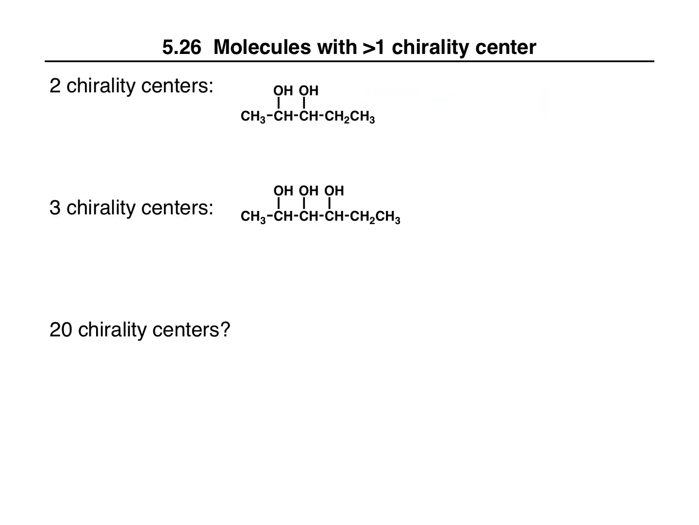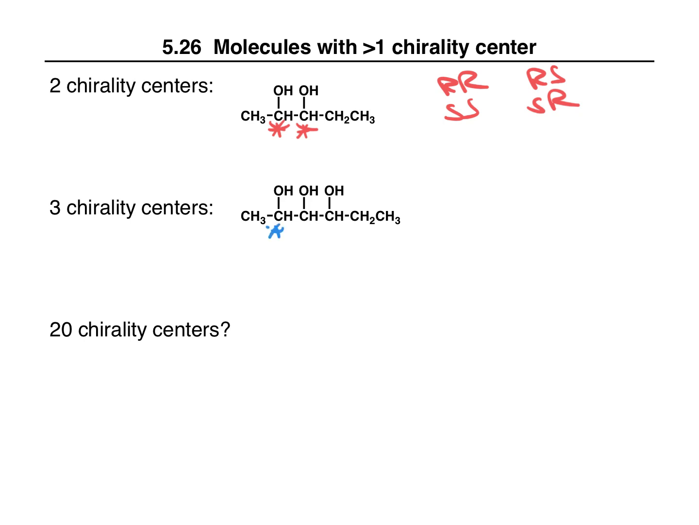So if we look at a compound that has two chirality centers, then those chirality centers could be RR, they could be SS, RS, or SR. So we have 4 stereoisomers possible. Just by looking at the configurations, we know that these are enantiomers and these are enantiomers, and then these would be diastereomers, these would be diastereomers as well.